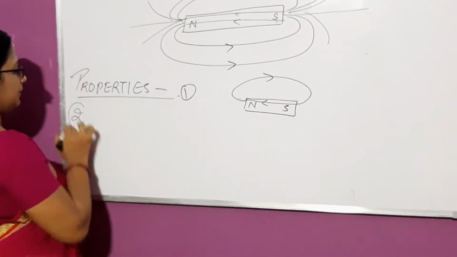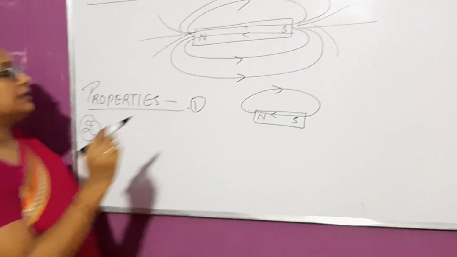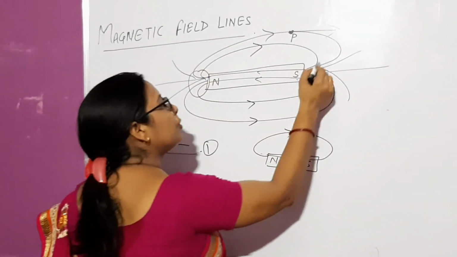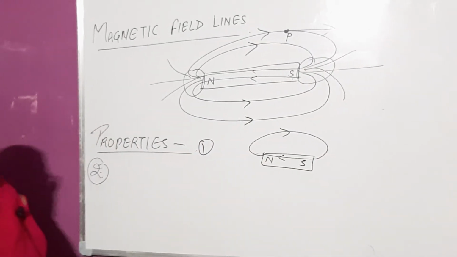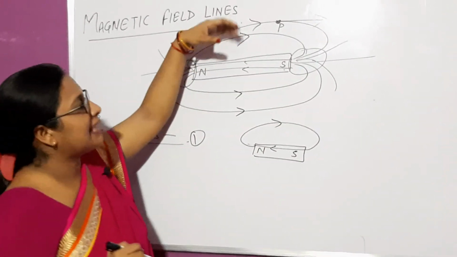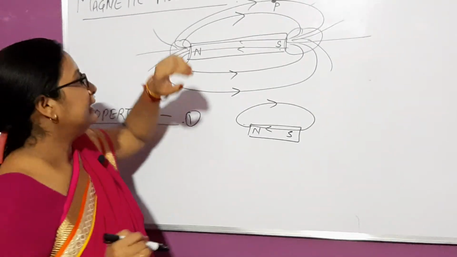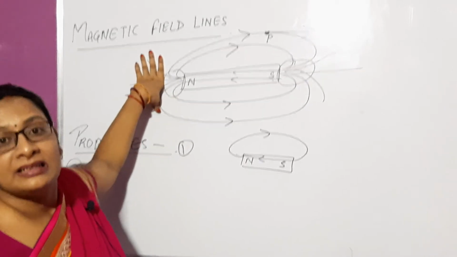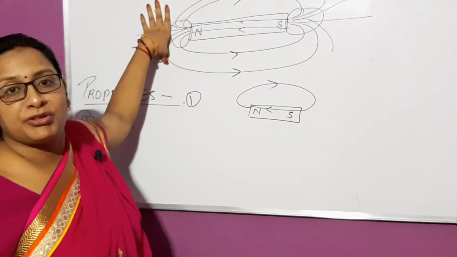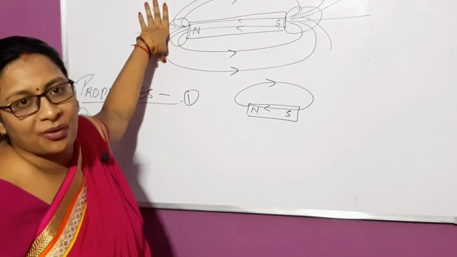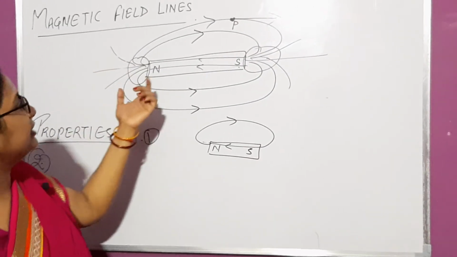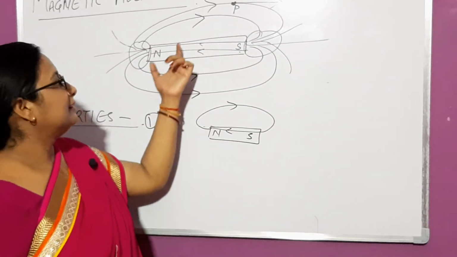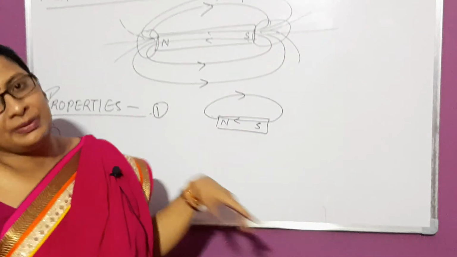The second property: magnetic field lines are crowded near the poles and far apart at the middle of the magnet. The region where the magnetic field lines are crowded means that the strength of the magnetic field is very strong in that region. So the strength of the magnetic field is maximum at the poles and least at the middle of the magnet.